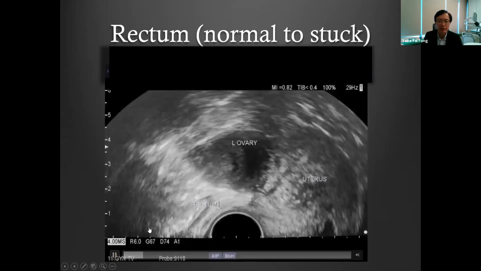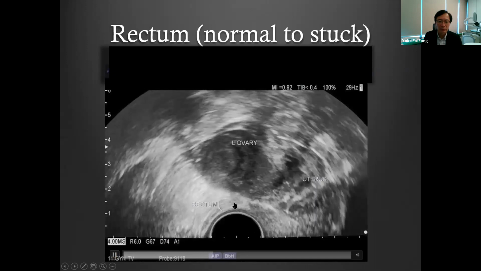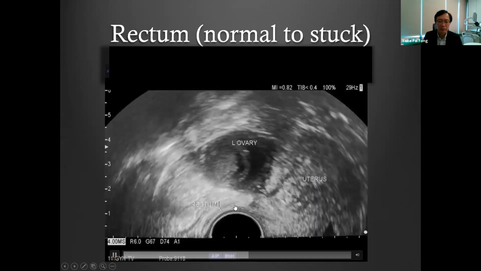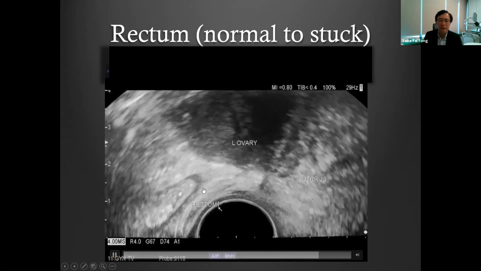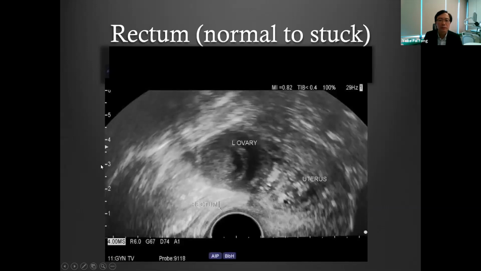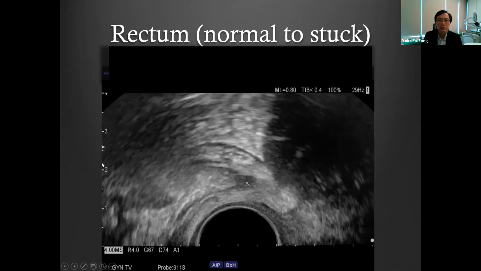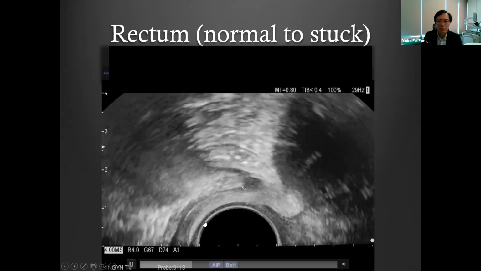I'll show you again. Right, you see it doesn't move, right? It's stuck, it's stuck here. Yeah, the rectum is actually over here. Okay, so I show you again.